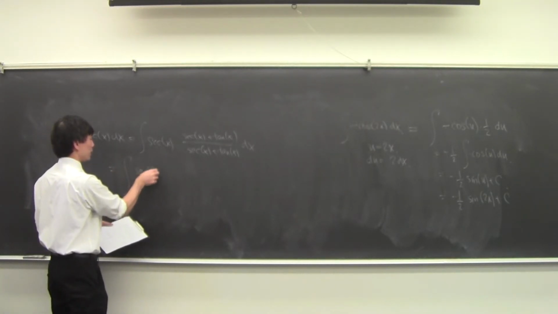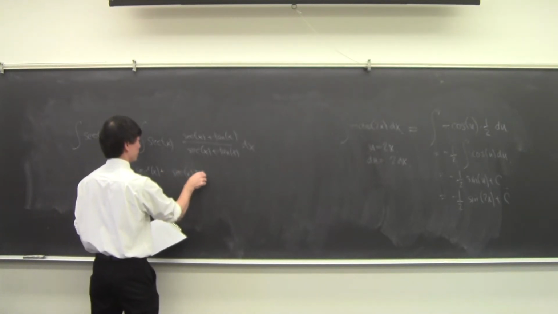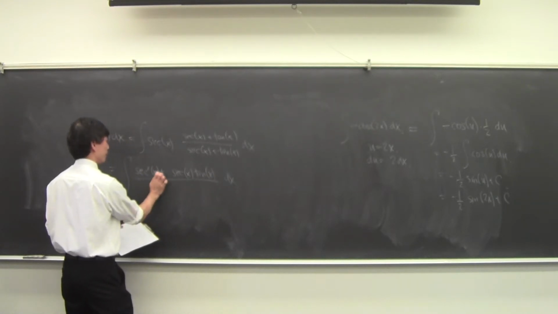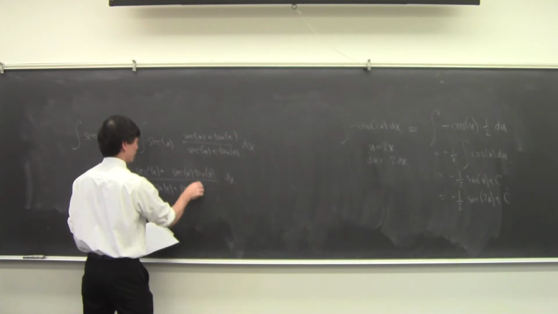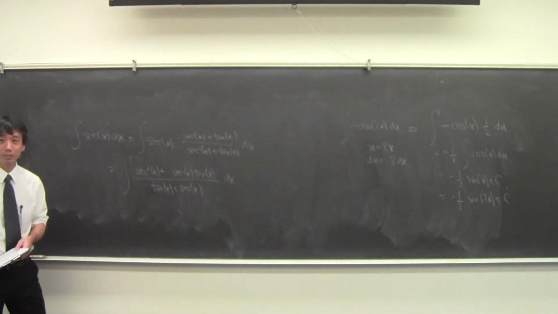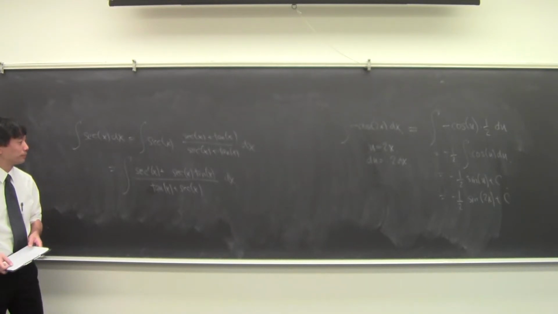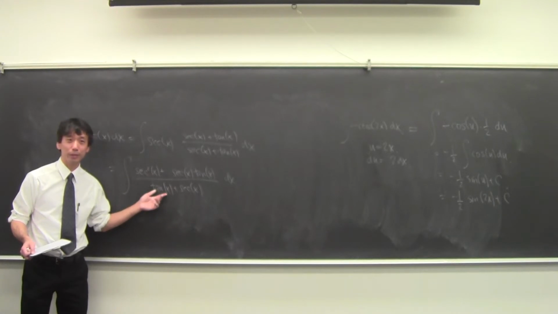So you multiply by this, and of course you get secant squared plus secant tangent over, let me write it this way, tangent plus secant, just to make it more suggestive. Okay. And then you notice something, right? What do you notice?